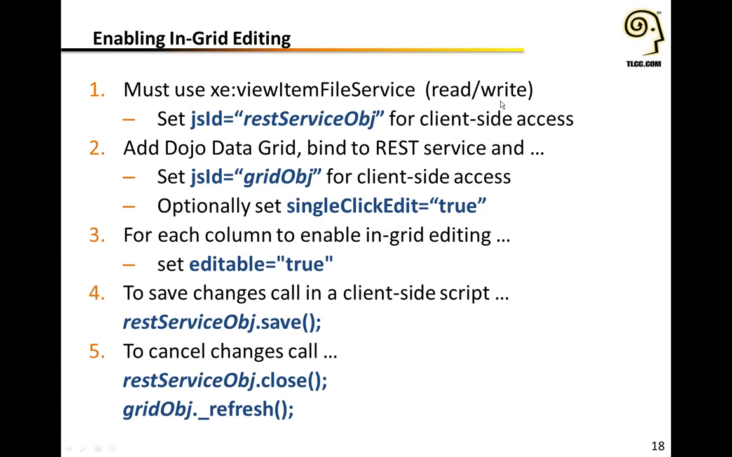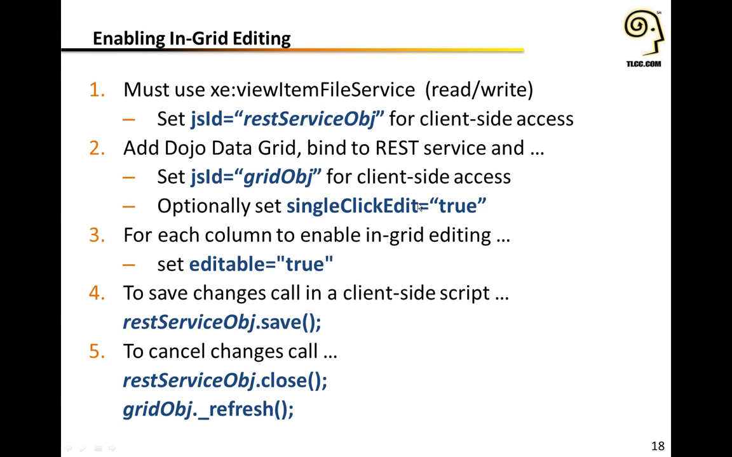So first off, in the slide, obviously this is a read-write type of operation, so we cannot use the view JSON service. We need to use the view item file service, our read-write service. We're going to set the JavaScript ID, the JS ID of that, to some variable. I'm going to call it restServiceObj, and I'm going to do that consistently for all of these examples. We're also going to set the JavaScript ID for the data grid to gridObj, and again, I'll do that consistently for all of these examples.